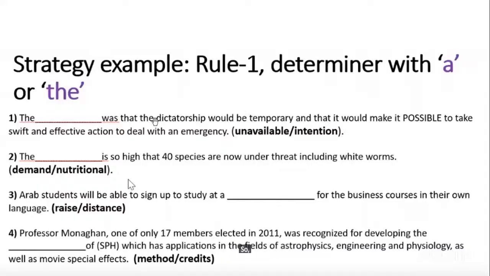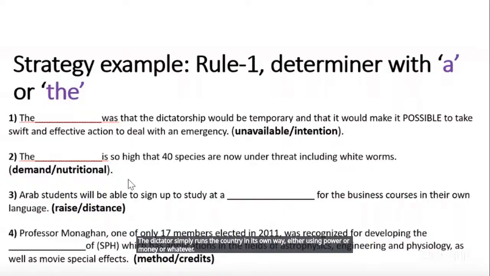So we need to understand now the context. We got to know the meaning of dictatorship. Dictatorship means not good. It gives a negative meaning. It dominates the public, misuses the democracy instead of giving freedom and human rights to the public. The dictator simply runs the country in his own way, either using power or money or whatever. For example, this question says, if the dictator is not available.